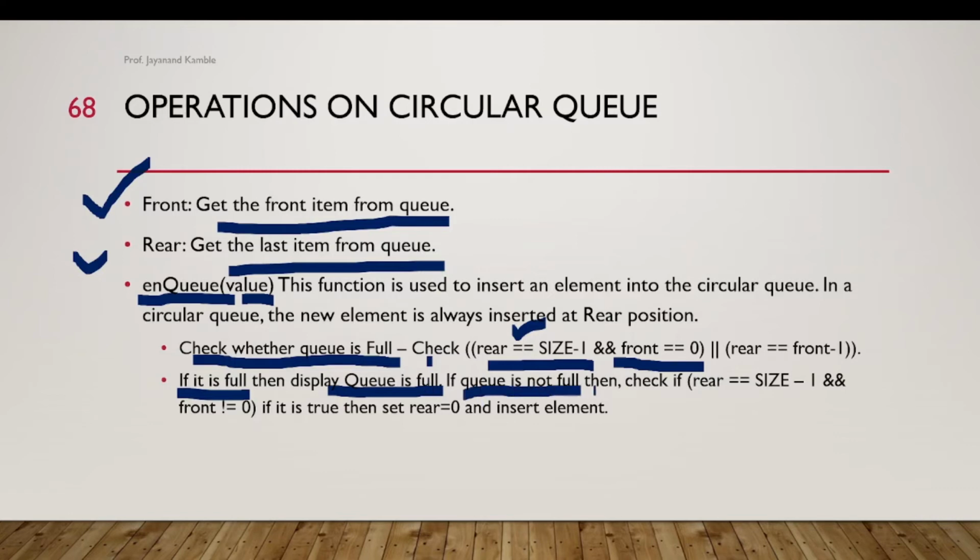Otherwise, if the queue is not full, then what do we need to check? Check if rear is equal to size minus 1 and front is not equal to 0. If it is true, then set rear to 0 and insert the element. That means the rear value is size minus 1 and the front element is deleted. So we have to change the value of rear to 0 so that the new element can be inserted at the rear location.